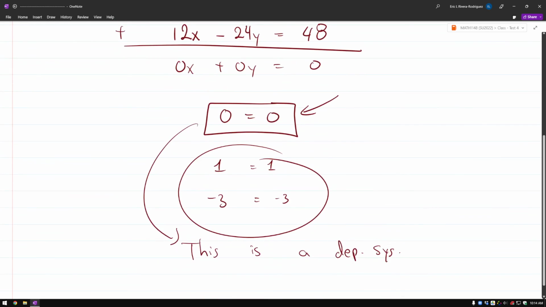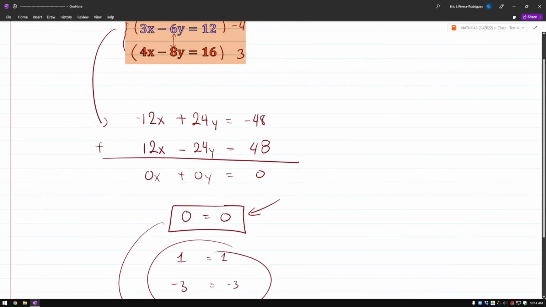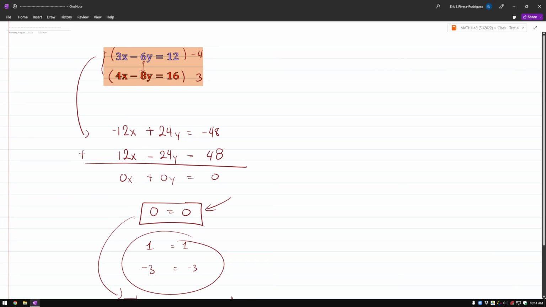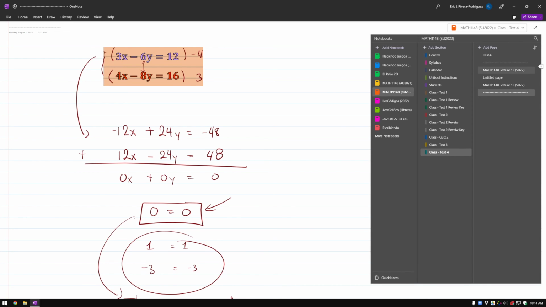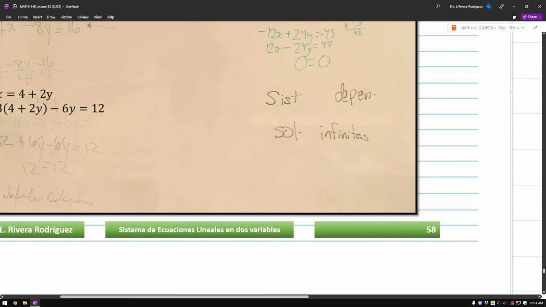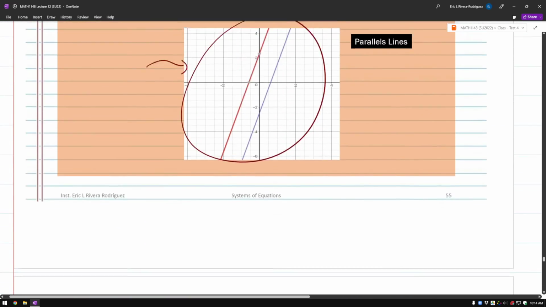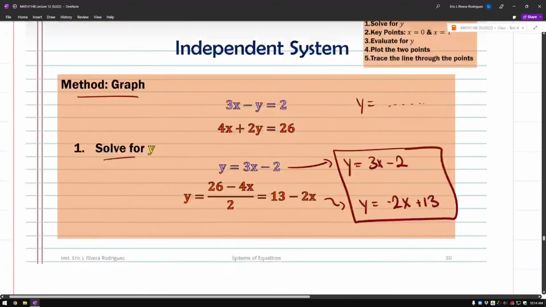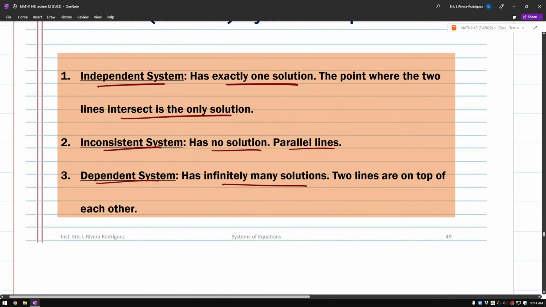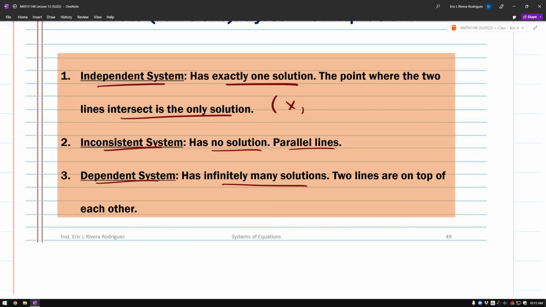So those are the three types of solutions we have seen. Let me go back and put the types of solution that we're going to see. For an independent system, we are going to find something for x and y, so like coordinates. For the inconsistent system, we are going to find something false or a contradiction, something like 3 equals 5. And for the dependent system, we are going to find something like 0 equals 0.